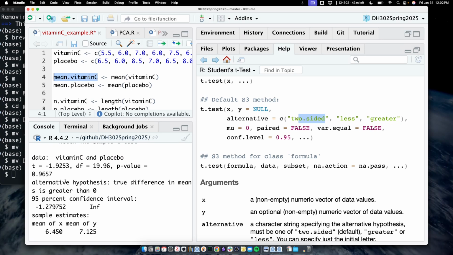Okay, so this was 6.45. This is 7.125, right? My H naught in both the scenarios is the same, which is mu1 equals mu2. My H alternative is mu1 is greater than mu2 in this case. Okay. So when I do this test, what is the definition of p-value?